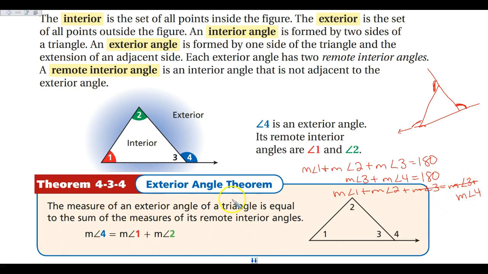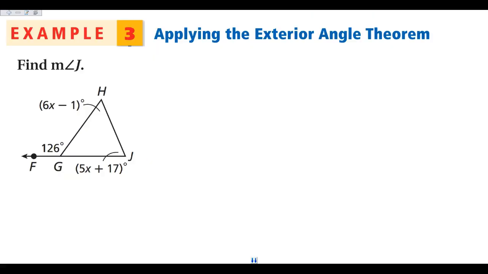So that is where this comes from. It's because these are a linear pair and they are supplementary, and because angles 1, 2, and 3 are also going to add to 180. All right, so let's take a look at what that looks like.